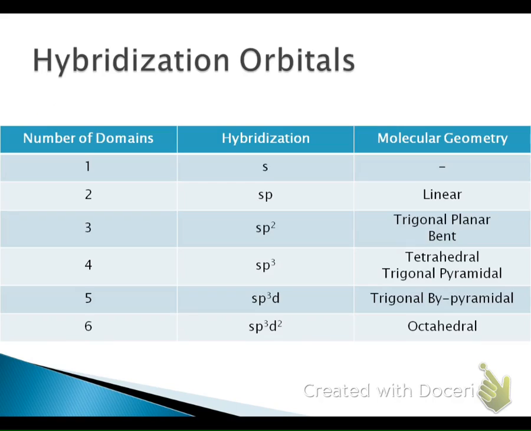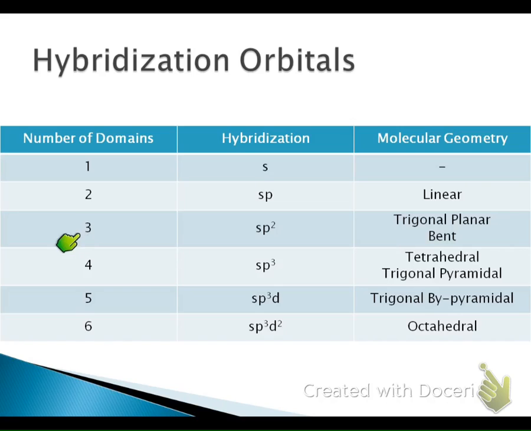Go ahead and copy this table down in your notes. After you get it copied down, I'm going to talk about what each of these columns mean, what the patterns look like, and what things you need to recognize. The pattern I want to go over is that as you look between this column and the number of domains, you see an increase in the number of hybrid orbitals, right? Do we see an increase?